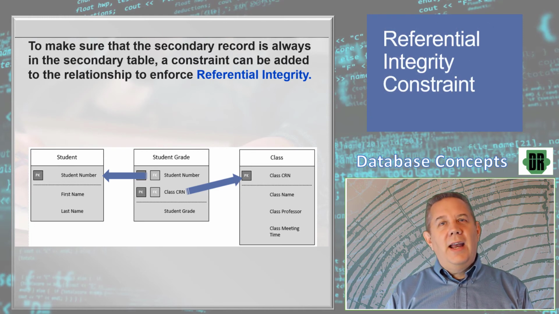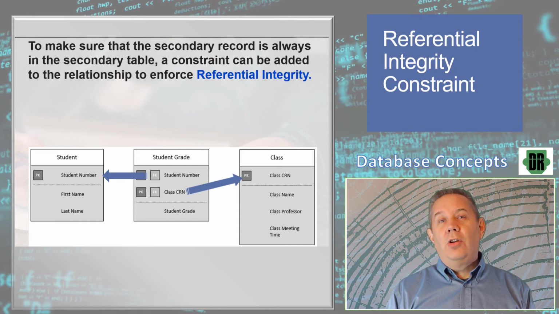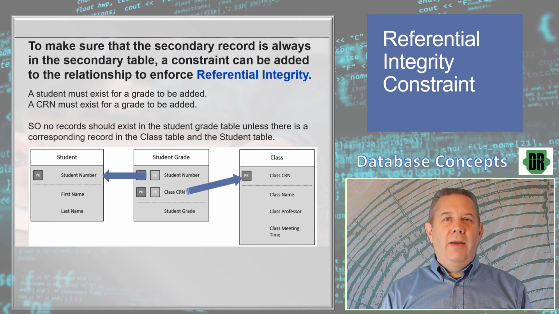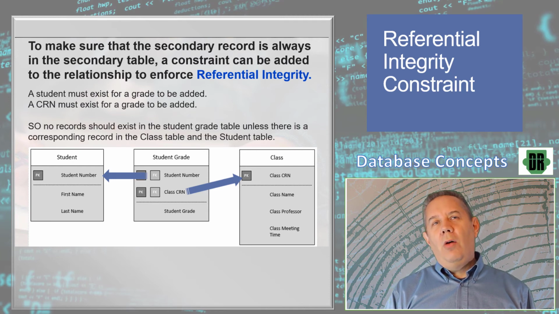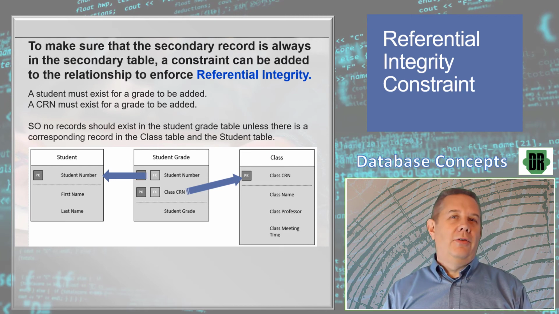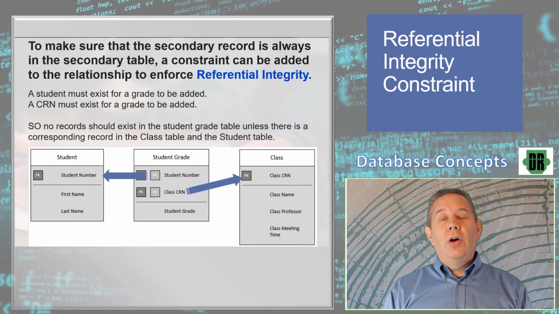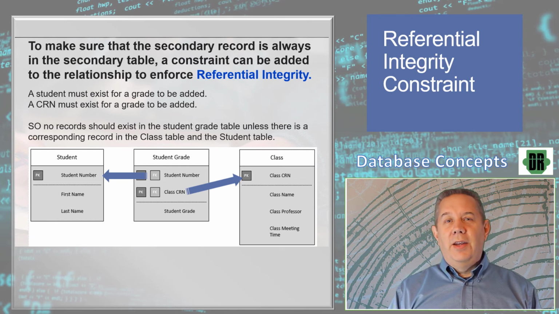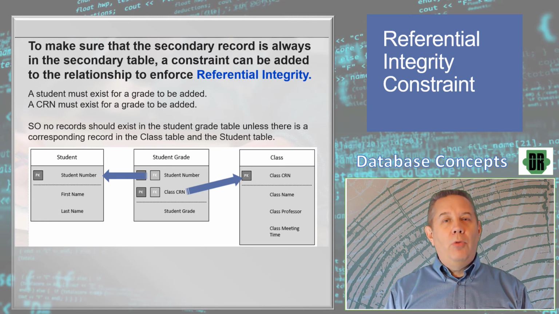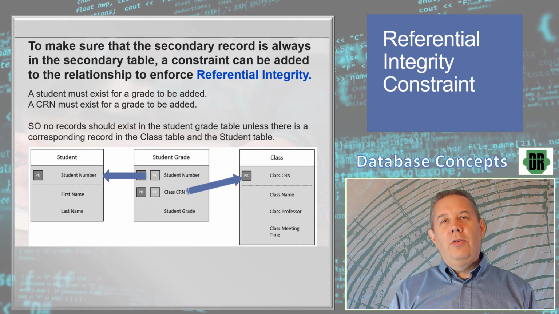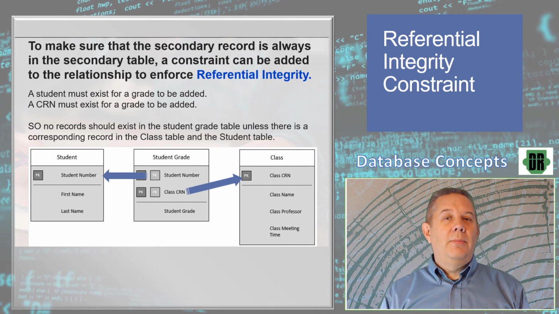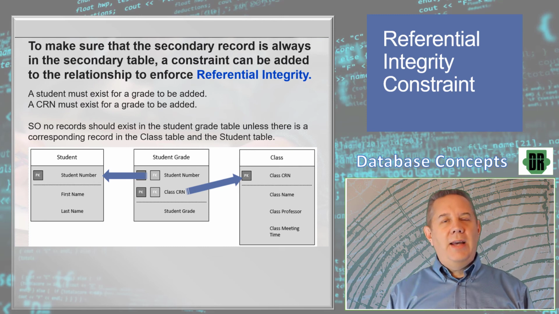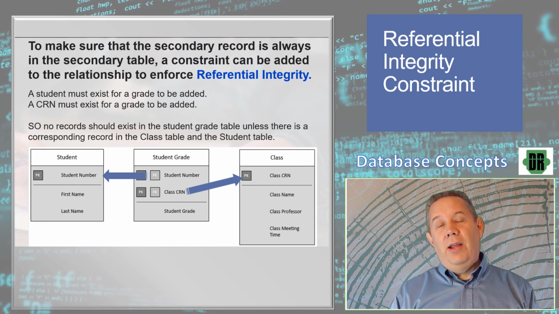To make sure that the secondary record is always in the secondary table, a constraint can be added to the relationship to enforce referential integrity. And that way, if we find a grade record, we know that there's always a student number in the student table and there's always a class number in the class table. So with referential integrity enforced at the database level, the database will return some type of error if someone tries to, as an example, enter a student grade without a student number. The database simply won't accept the transaction, and therefore the tables will be intact and referential integrity will be intact.